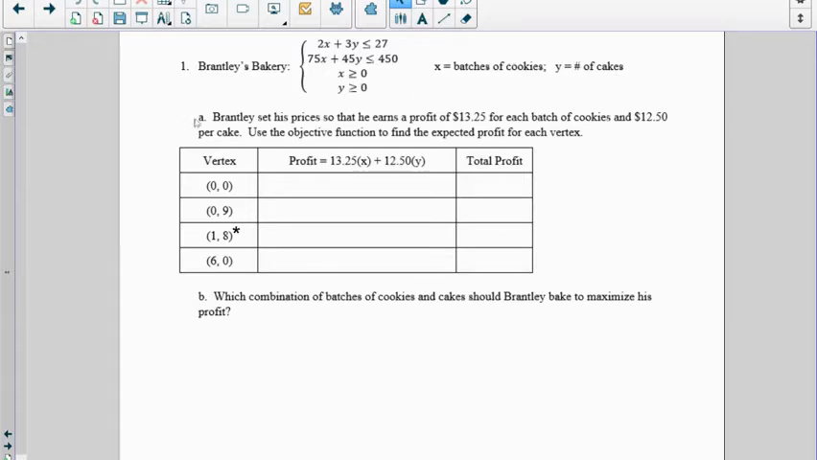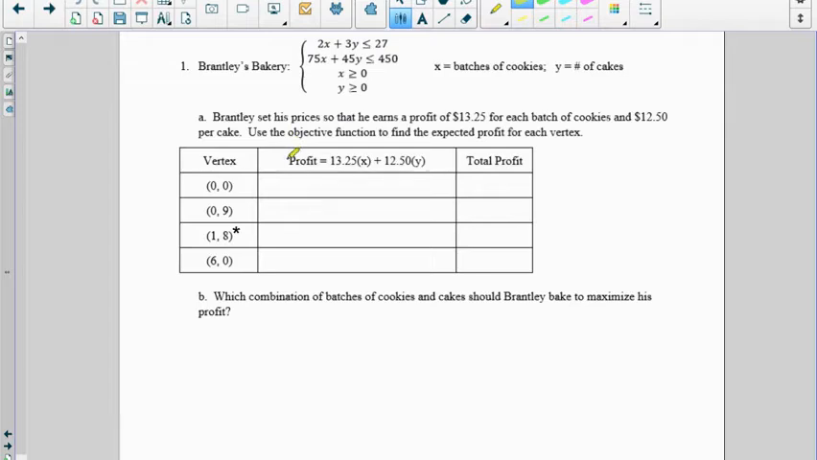So here's some new information for letter A. Brantley sets his prices so that he can earn a profit of $13.25 for each batch of cookies and $12.50 per cake. Okay, so that's not how much he charges. That's how much he is going to make in terms of a profit. So he might actually sell a batch of cookies for $20, but of that $20, he would actually earn a profit of $13.25 for each batch of cookies. So the first thing we need to do is use and write, I guess this one's already written, you'll have to write them on the others. Use this objective function to find the expected profit for each vertex.